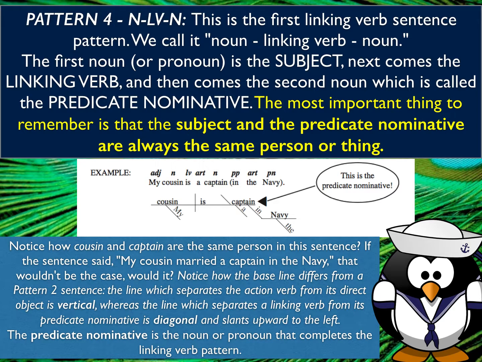Now, notice how the baseline differs. If you look here, you have the subject, the verb looks normal, and then, whoa, what's this? The slant, right by captain. So when you have the predicate nominative, you're no longer going to do a direct object where it's a straight line up. It's going to be diagonal and slants upward to the left. The predicate nominative is the noun or pronoun that completes the linking verb pattern. So when you see this pattern, noun, linking verb, noun, this is how it should look.